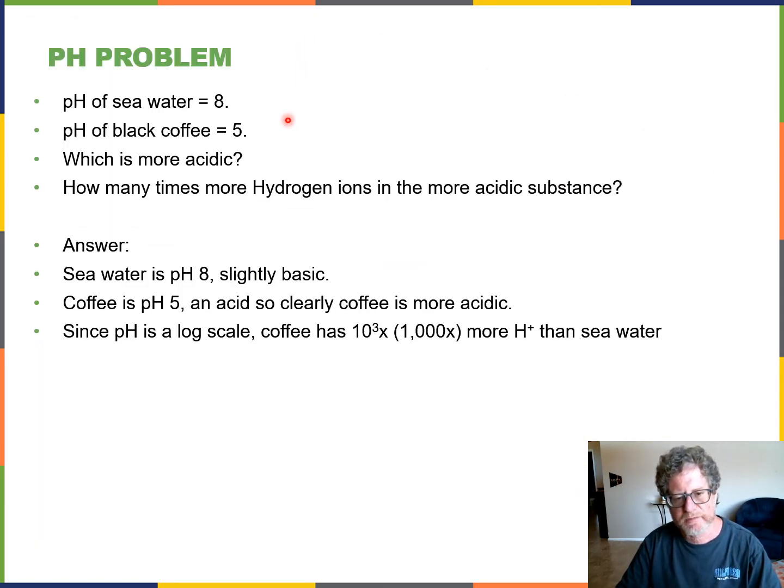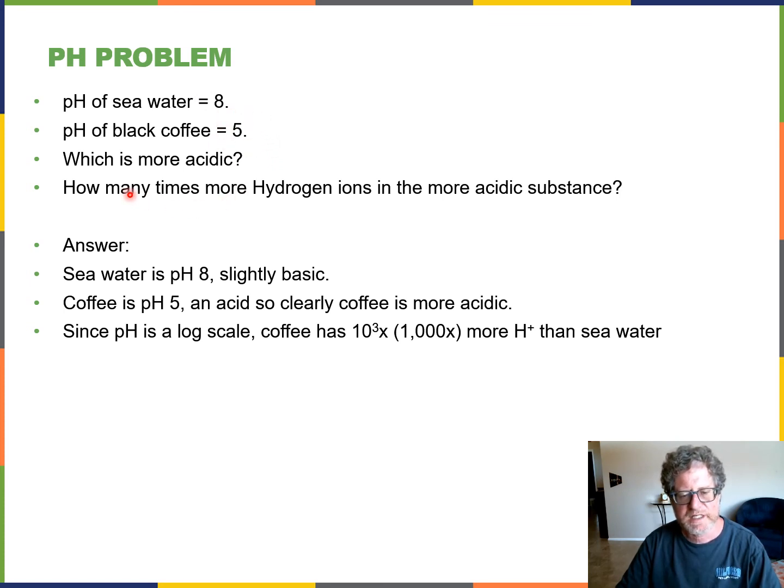So here's a problem. I'll have a similar kind of problem on the test probably. The pH of seawater is 8. The pH of black coffee is 5. Which is more acidic? So that's the easy part of the question. Above 7, you're a base, so that's a base. Below 7, you're an acid, so 5 is an acid.